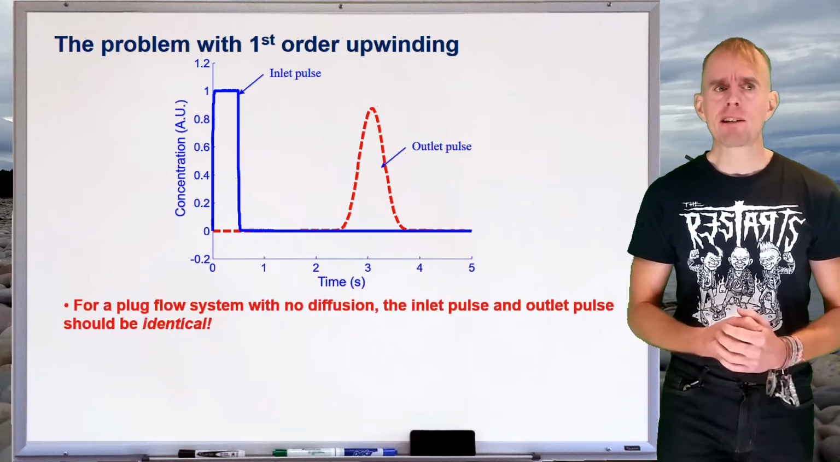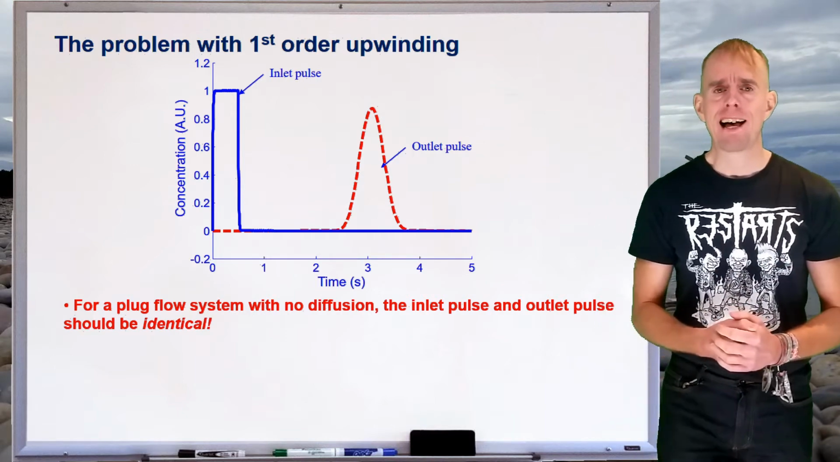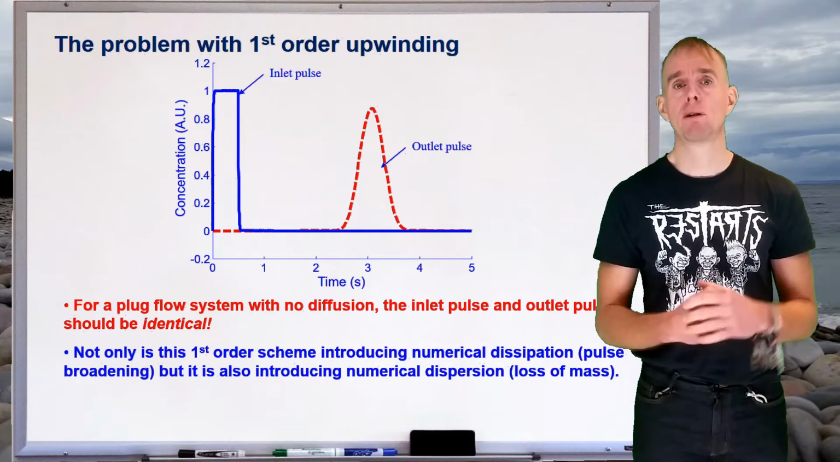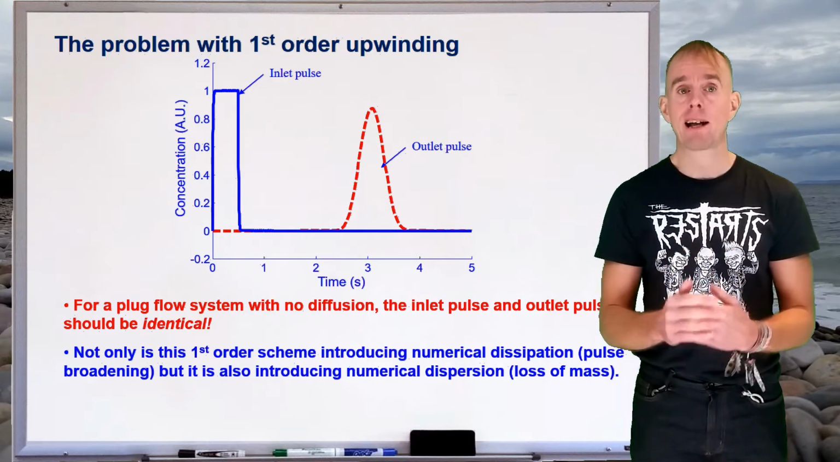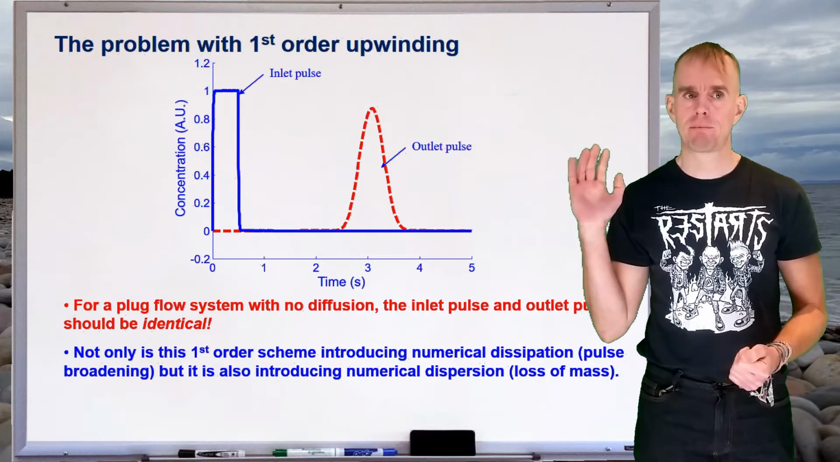Well, it's thanks to first order upwind differencing. It's a first order accurate method, and that means we're getting numerical diffusion. So it's a numerical scheme that's actually causing this physical looking mechanism.